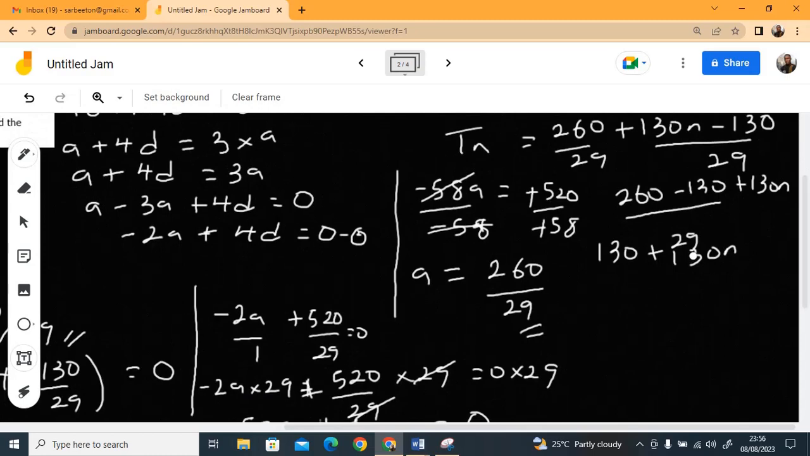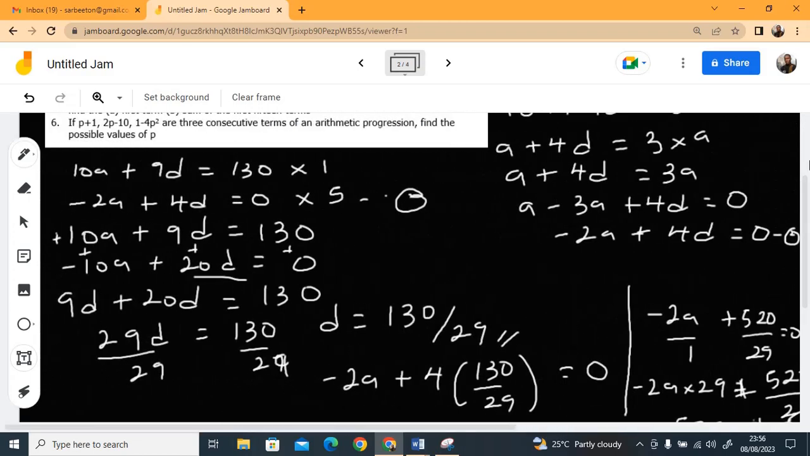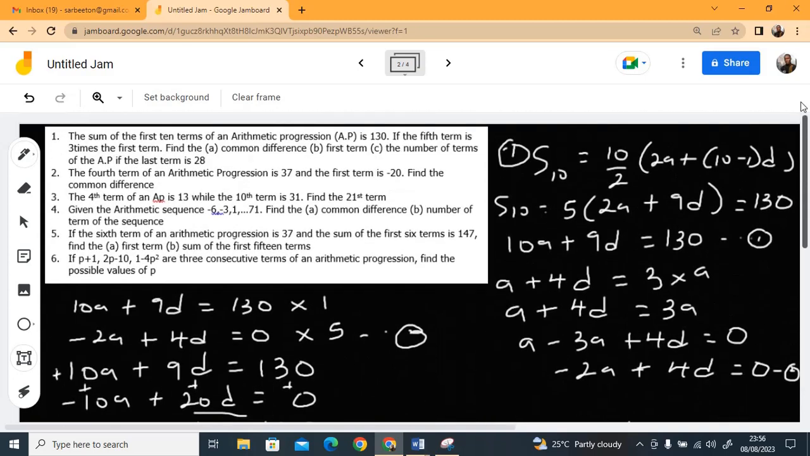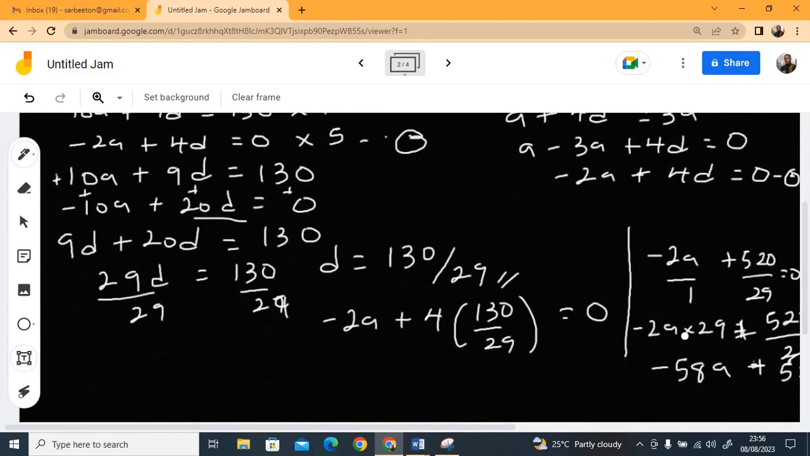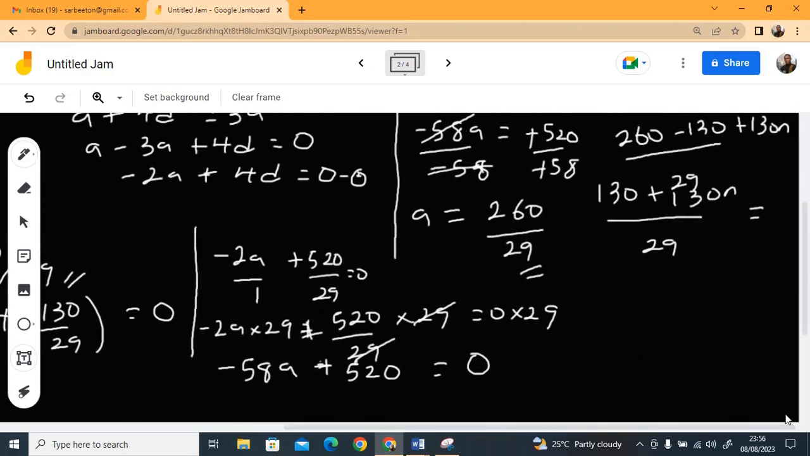So for this one, when you add them, we have 130 plus 130n over 29, and everything is equal to what they said. If the last term is 28, everything is equal to 28. So we are going to cross multiply.